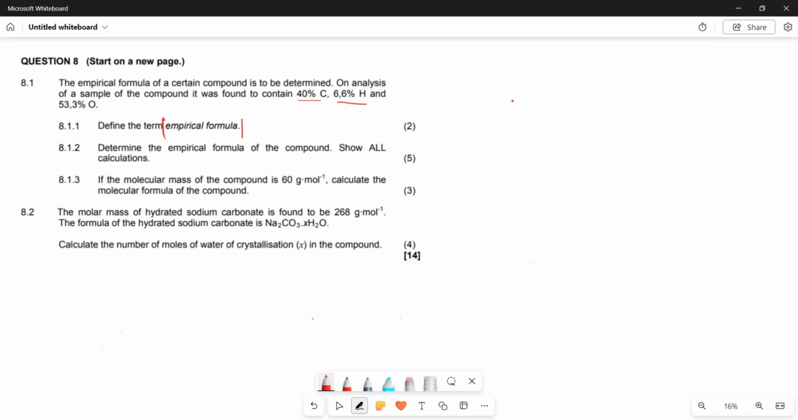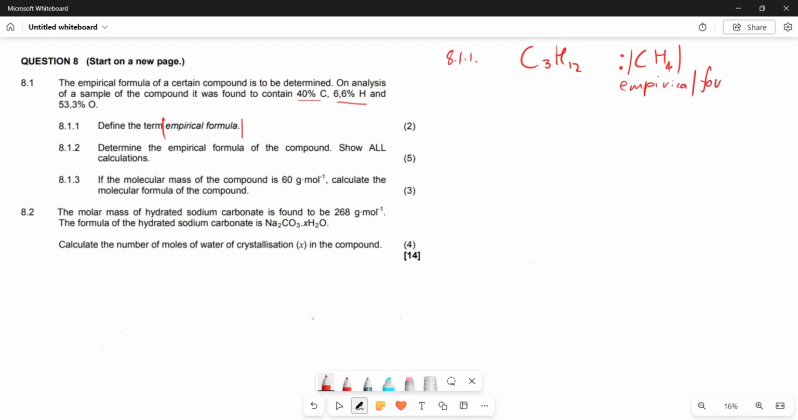We know that the empirical formula is basically the simplest whole number ratio of atoms in a compound. Before we define it, let's start here. Remember, this is 8.1.1. Let's say you are given this compound. The simplest ratio of these can still be written as C and then H to the power 4. So this right here is going to be the empirical formula.